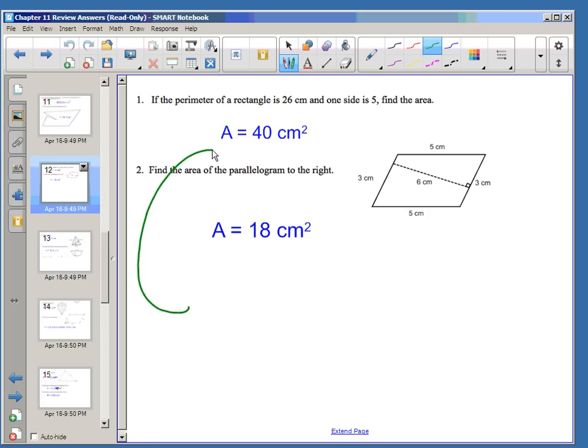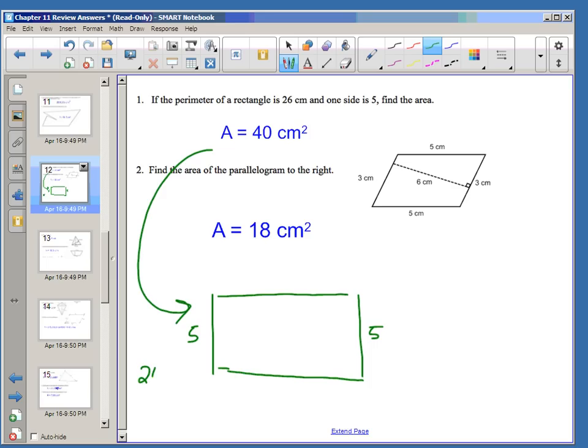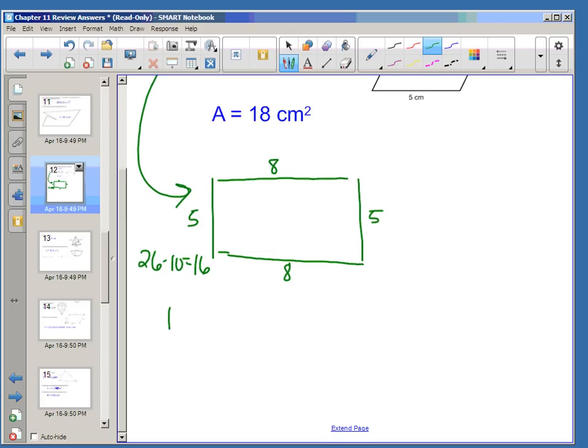So I'm going to do my work down here. If they don't give you a picture, you should draw one. So there's my rectangle, and I'm just going to say that side's 5. All right. Now, if I know the perimeter is 26, I'm taking up 10 of that already, so I'm left with 16. 16 centimeters left to divvy up between my other two sides, so that must mean each one of these is 8. Last step, the area of a rectangle is base times height. My base is 8, my height is 5, so my area is 40 centimeters squared.